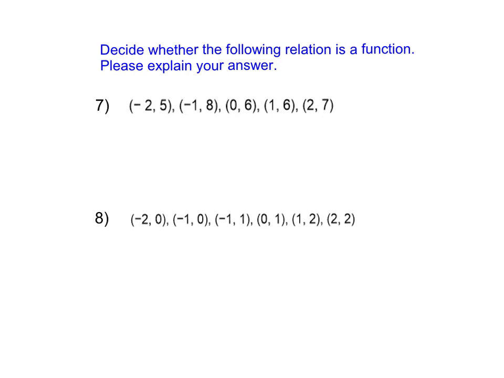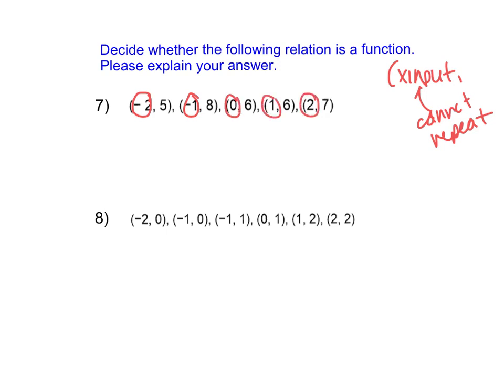Okay, so here we need to decide whether the relation with coordinate points is a function or not. So remember, when we're dealing with coordinate points, x is our input. So our x input part is what cannot repeat. Each input can only have 1 output. So what we're going to do here is look at our input. I see an input of -2, -1, 0, 1, and 2.